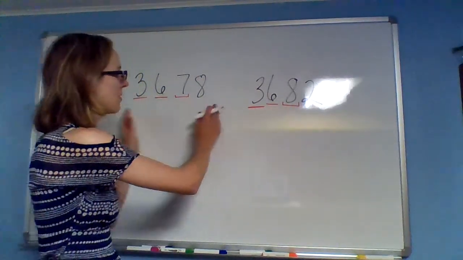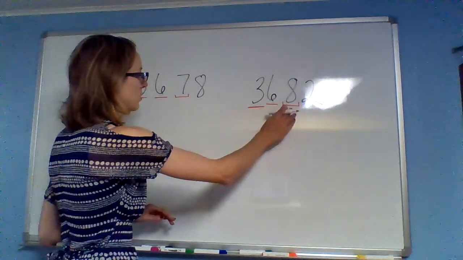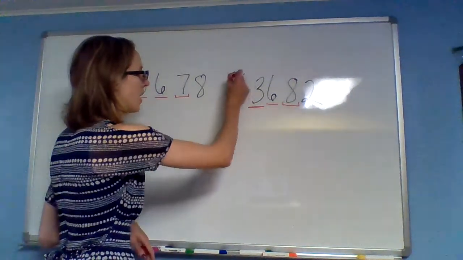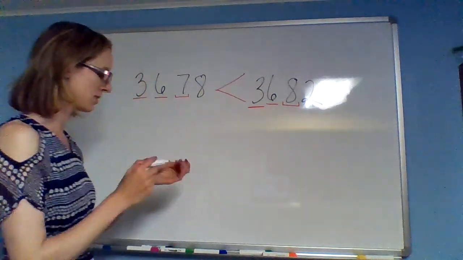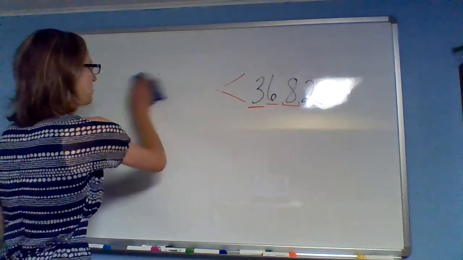So working from left to right, I check my numbers, and when I find which one has a bigger number, I know that my sign opens towards that side. Let's try another one.